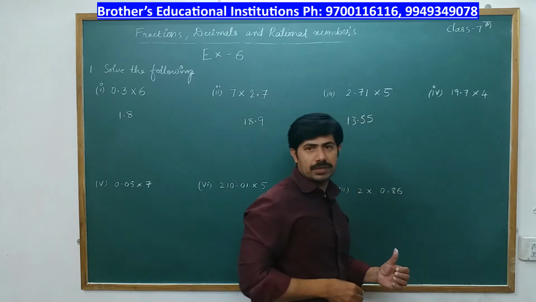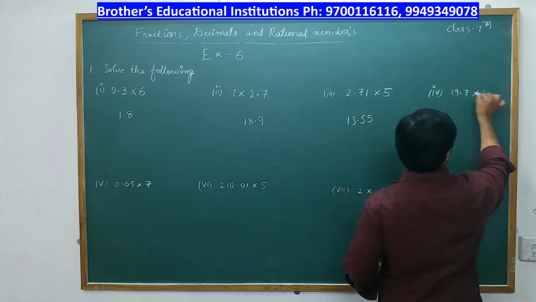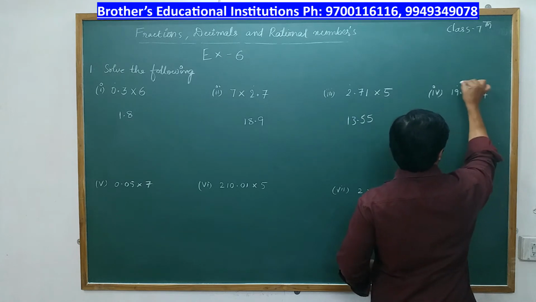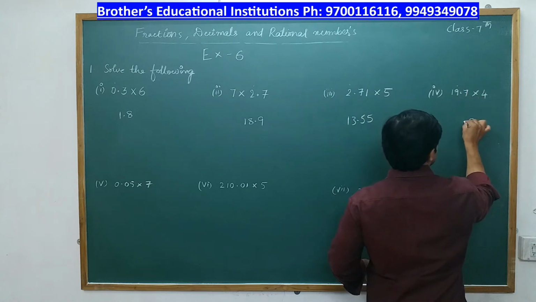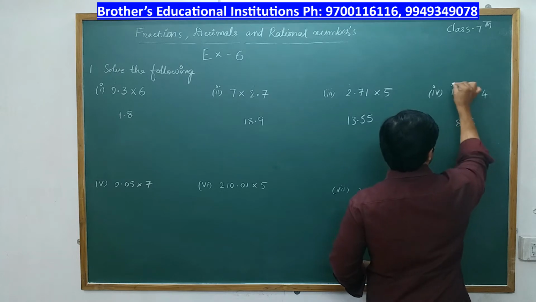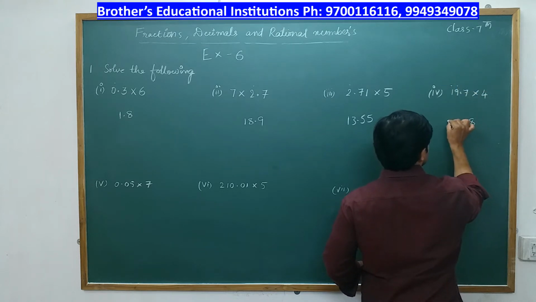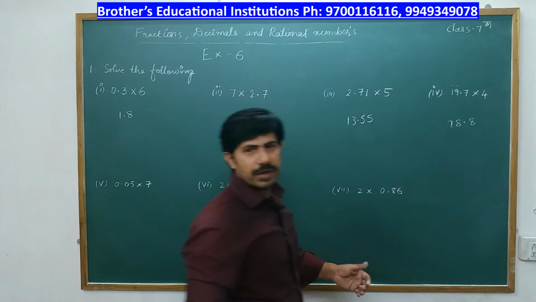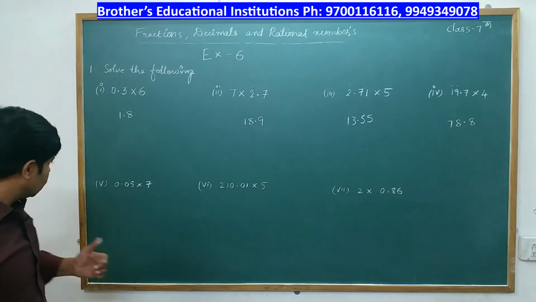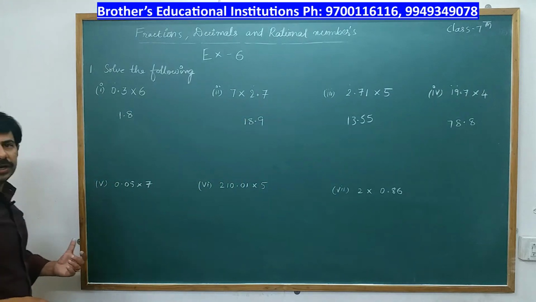So we have to multiply this with 4. 4 sevens are 28. So 2 carry. 4 nines are 36. 37, 38. 3 carry. 4 ones are 4. 4 plus 3 is 7. It is 78.8. Now next one is 0.05 into 7.